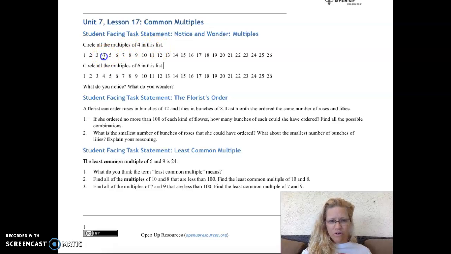So starting with 4, I know that's a multiple. So I'll highlight that one and bold it. And then it's like a number line, an open number line. So then I'll jump 4 more because I know that's a multiple of 4. And I'll highlight the 8 and do that, and so forth. And I'll count 4 more.